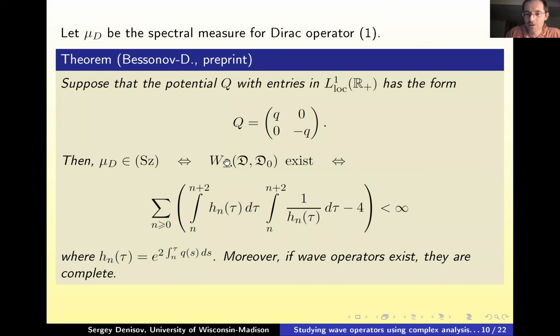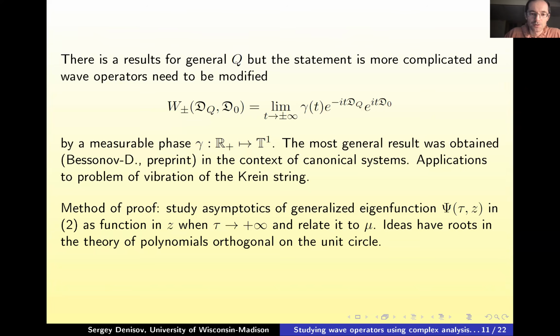So this connection with the Sergey condition stays the same, but this characterization in terms of actual entries is also explicit, but it's not very pretty to write down. Okay, so this problem of existence of wave operators for Dirac has been settled.